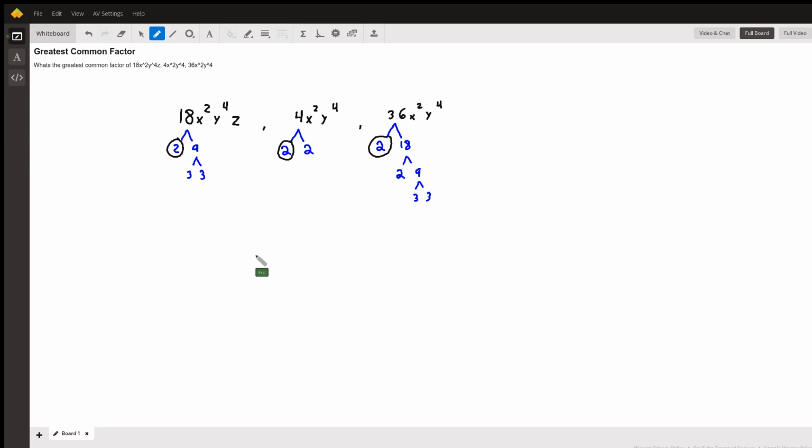Now that we have identified the greatest common factor between 18, 4, and 36, let's just put a 2 as a placeholder right here, because this is going to be our greatest common factor for our numbers. Now, when we have variables, it's a little bit different.